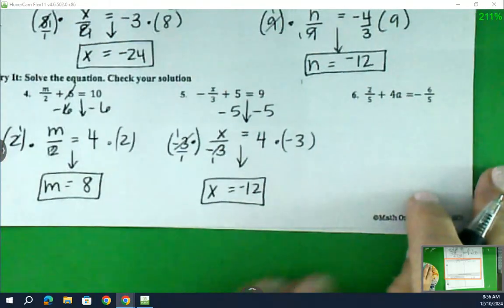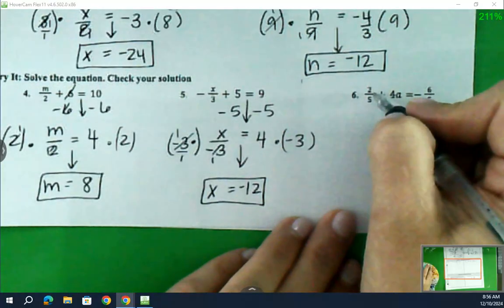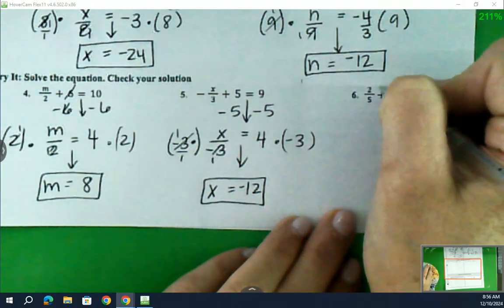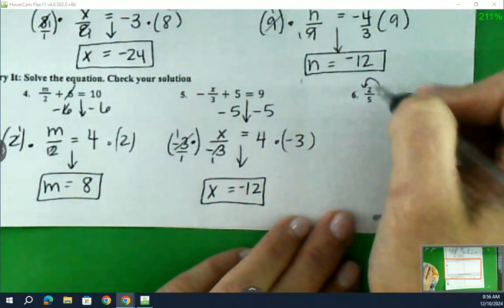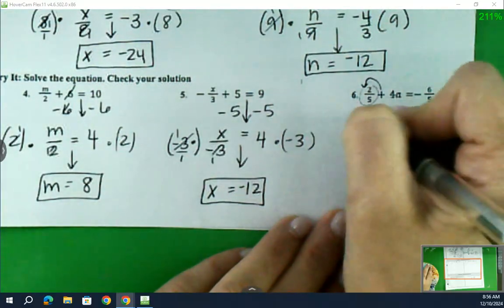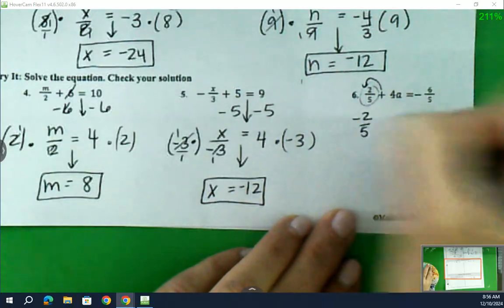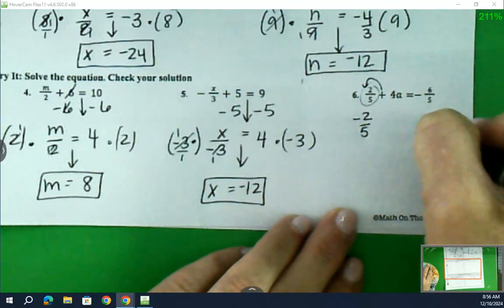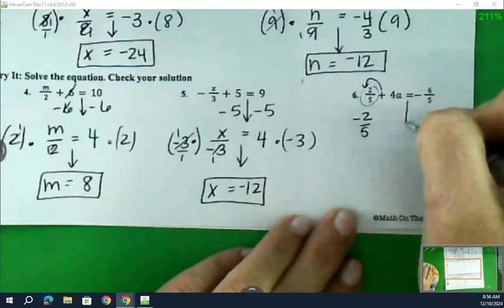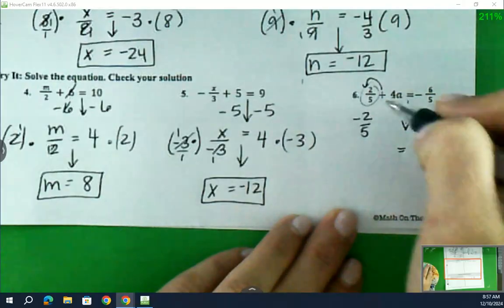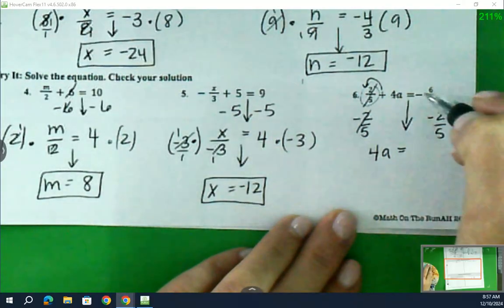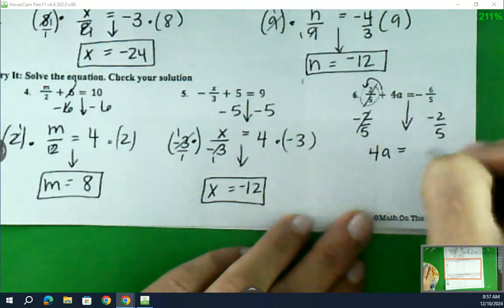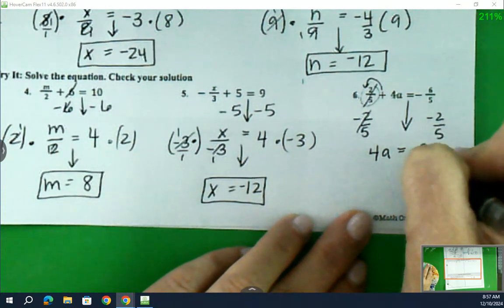Okay, over to number 6. We have 4a plus 2/5. This is plus this amount. There's no negative sign in there. So to get rid of the 2/5 positive, I'm going to subtract 2/5 or add negative 2/5 to both sides to get that 0 pair. So those cancel out for 0, and I have 4a equals negative 6/5 minus 2/5 is negative 8/5.